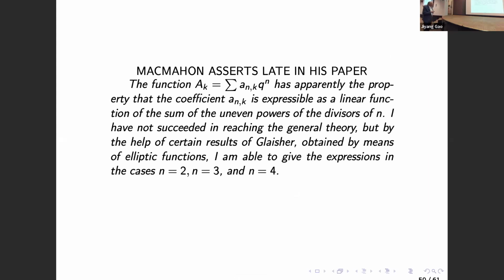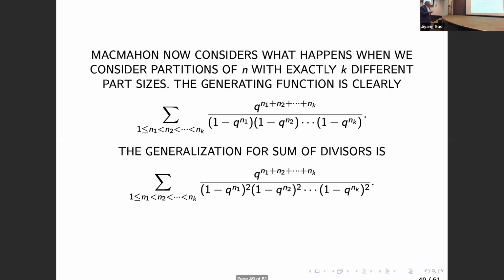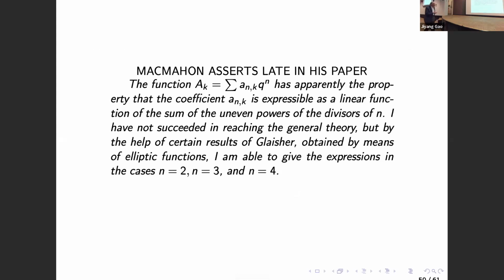MacMahon later asserts in his paper that these A_k's, which are the coefficients of this series, are expressible as a linear function of the sums of the odd powers of divisors of n. In other words, he basically asserted that it is a quasi-modular form. And he goes on to prove that that's true in the cases k equal 2, 3, and 4. Of course, k equal 1 is the quintessential quasi-modular form.